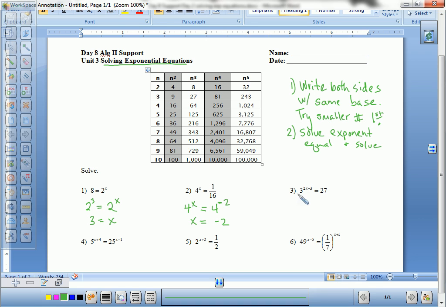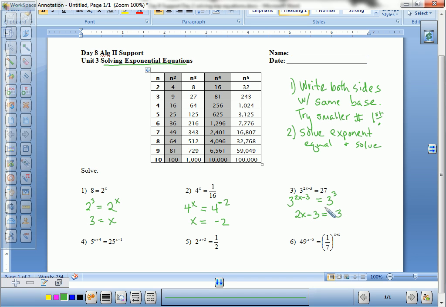Now, okay, so what we're going to do first is we're going to look at the 2 numbers and we're going to try to write the bigger one as a power of the smaller one. Can we write 27 as a power of 3? Yes, it's 3 to what power? 3 to the 3rd. So we get 2x minus 3 equals 3.